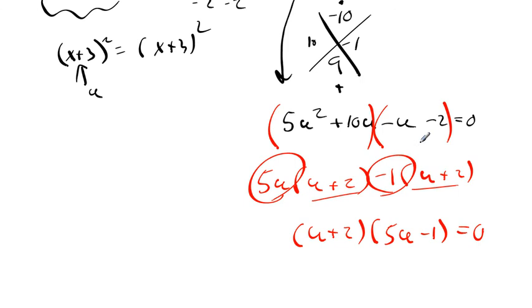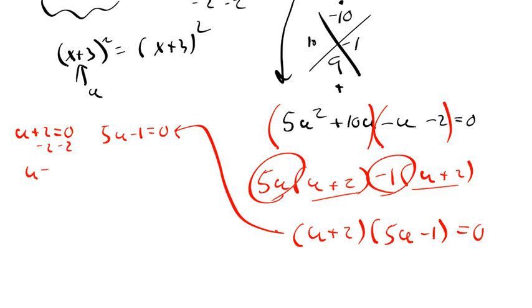So what we do now is we set each factor equal to 0. So we'll come over here. Let's set u plus 2 equals 0. And the other one is 5u minus 1 equals 0. Well, we subtract 2 from both sides. So we get u equals negative 2. This guy, let's add 1 to both sides. Get 5u equals 1. And then we'll divide by 5.